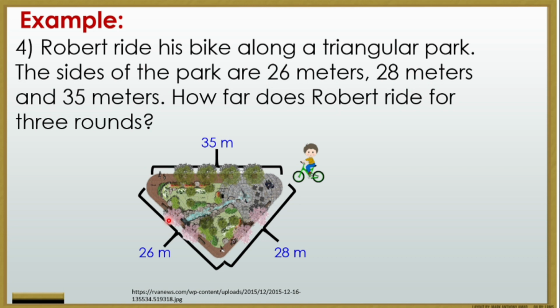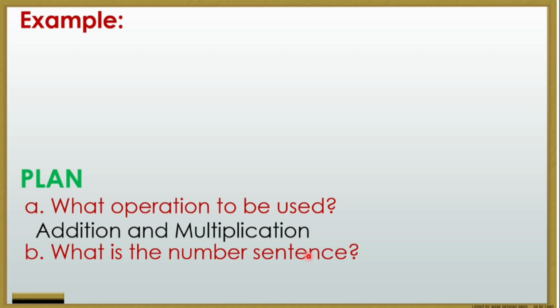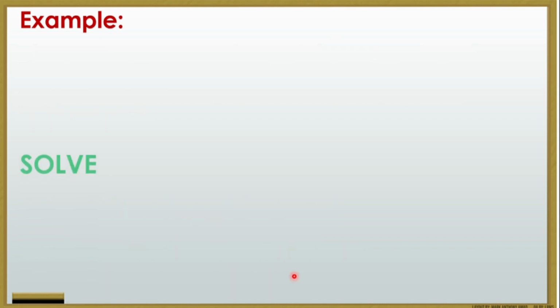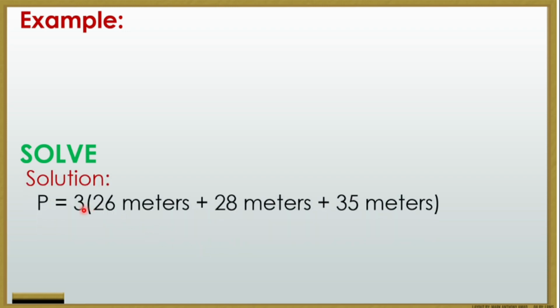So, we have 35 meters, 26 meters, and 28 meters. And then, for the plan, what operation is to be used? Addition and multiplication. And for the number sentence, we have 26 meters plus 28 meters plus 35 meters, multiplied by 3. So, why does it look like that? Because it involves 3 rounds.